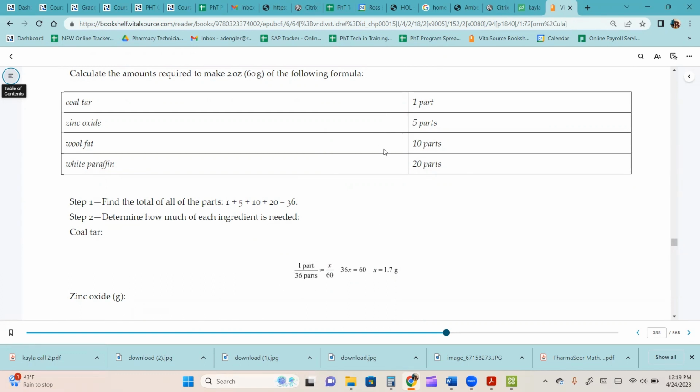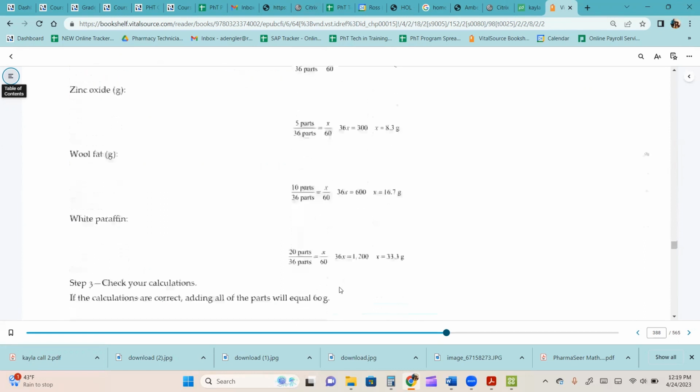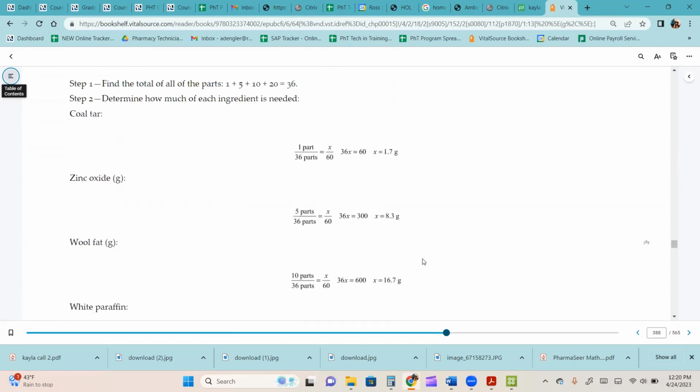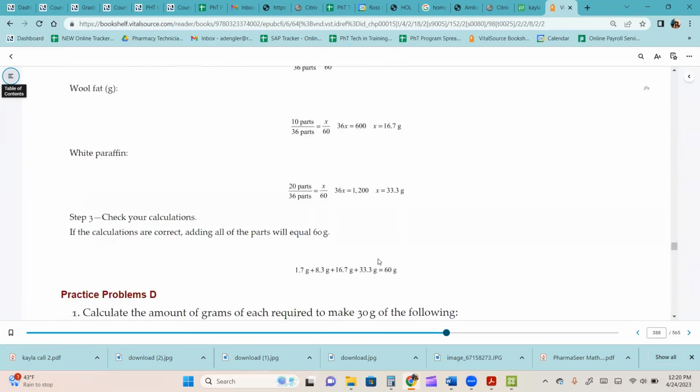However many parts of whatever ingredient out of 36 is equal to X over 60, because we're doing 60 grams. So for the coal tar, we have 1.7 grams. We're going to do that for each one. So 5 parts out of 36 parts is equal to X over 60. We'll do all those calculations. And if we add all of these parts, 1.7, 8.3, 16.7, and 33.3, we should get 60 grams, which means that our calculations are correct.